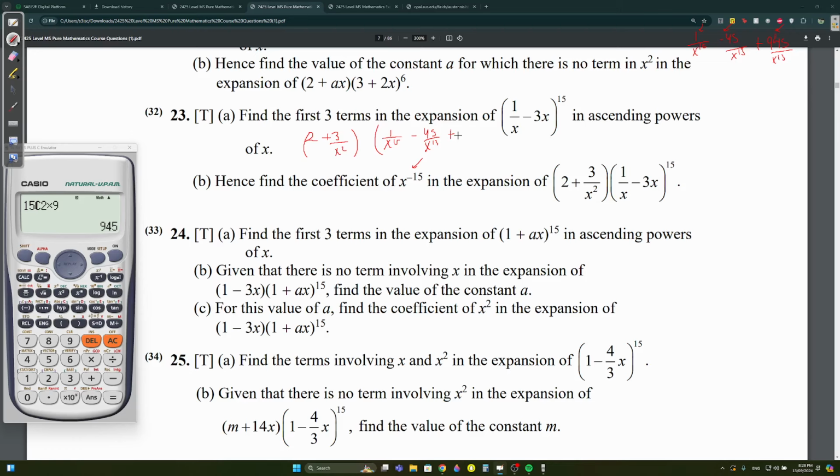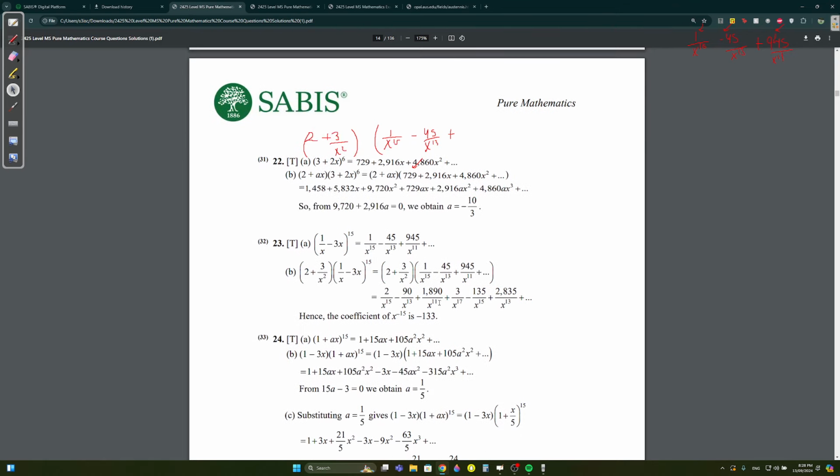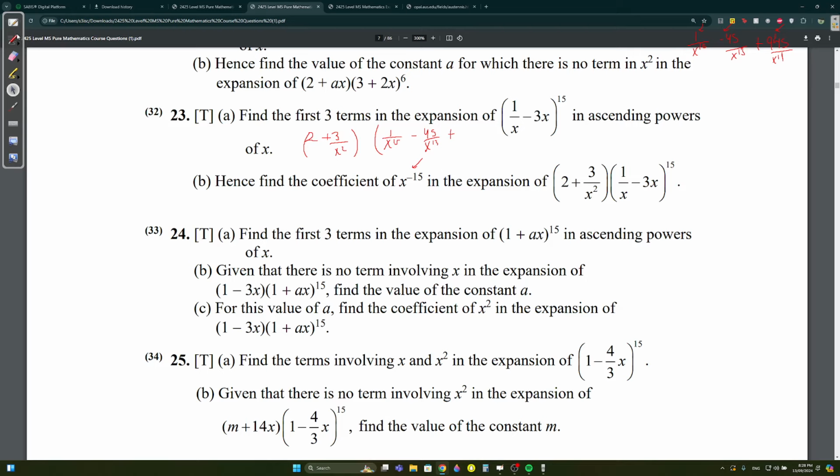Wait, hold up. Wait, am I tweaking? This is 11, it should be 11. I don't know why I put 13. I remember it was 2, it should be 11. Yeah, x to the power of 11. So 945 over x to the power of 11 plus dot dot dot, right?